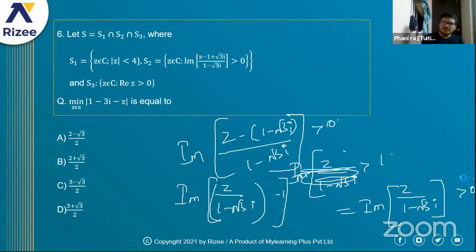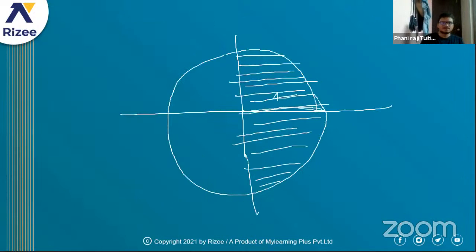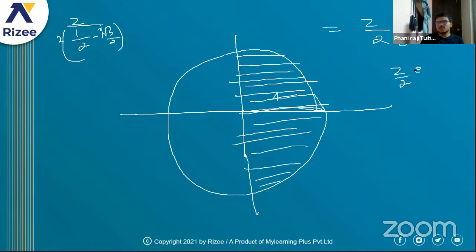So let's simplify Z by 1 minus root 3i. So Z by 1 by 2 minus root 3 by 2 into i, this thing into 2. So again, we'll use geometry, that is the same as Z by 2 into, what is this? E power i, cos 60, cos of minus 60, sine of minus 60. Okay, e power i minus pi by 3. Okay. So Z by 2 into e power i pi by 3.